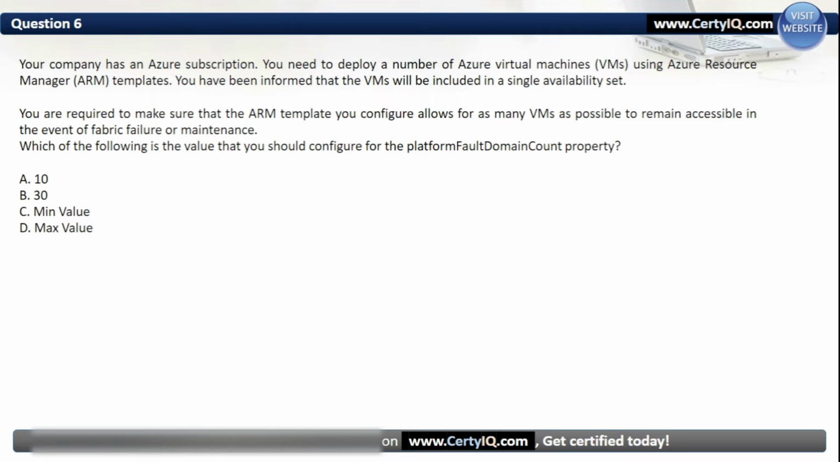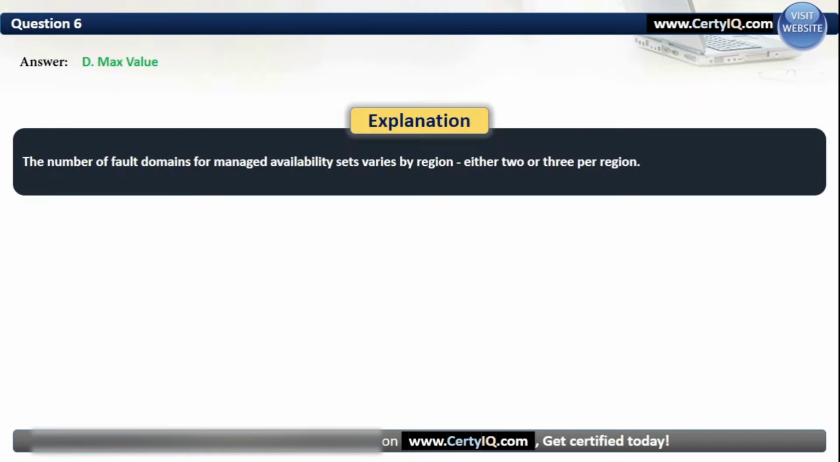Our options are A. 10, B. 30, C. Min value, or D. Max value. The correct option is D. Max value. The number of fault domains for managed availability sets varies by region, either 2 or 3 per region.